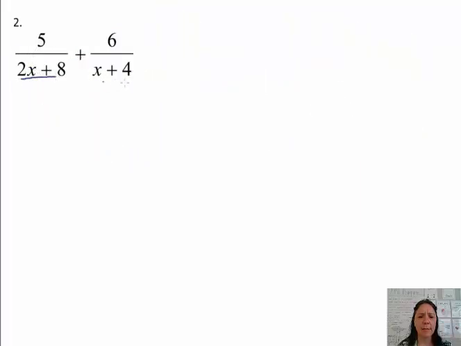All right, next problem. We do not have like denominators, but I think it's not going to be hard to get into common denominators here. Let's start by factoring this first one. We seem to have even numbers here and here, so let's factor out this 2 times x plus 4. That means that my common denominator is indeed 2x plus 8, and my variable restriction is going to be x not equal to -4.